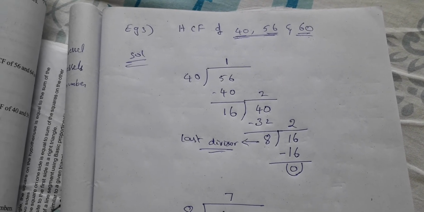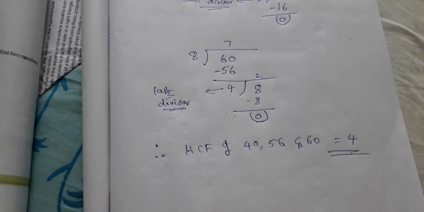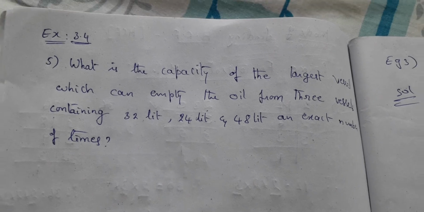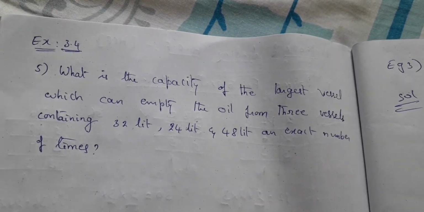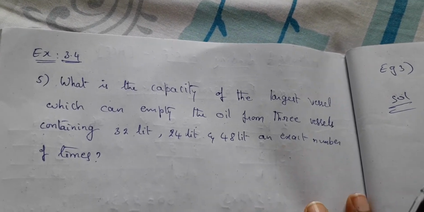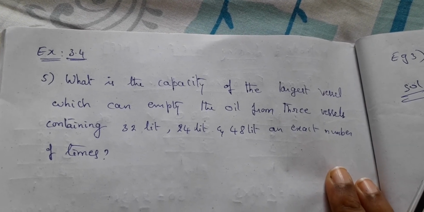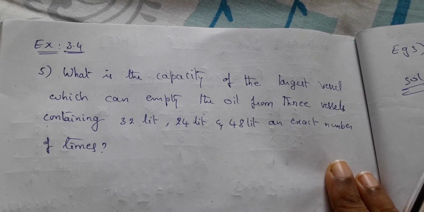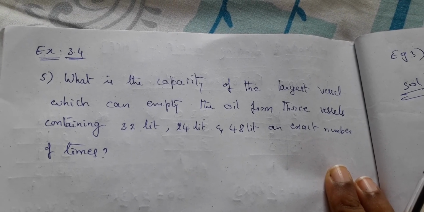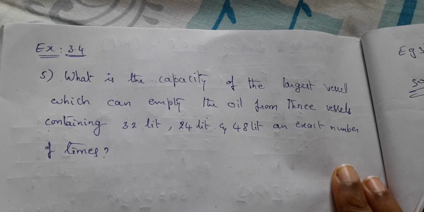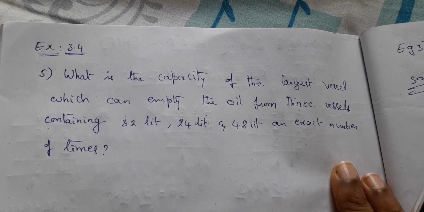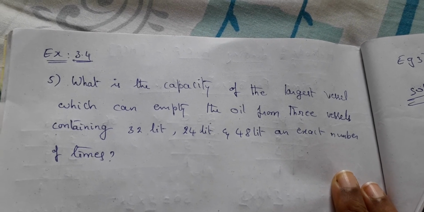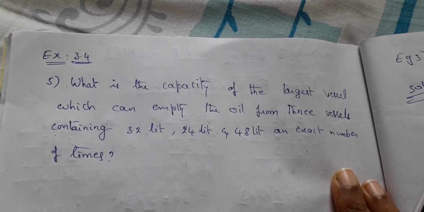So this part and again this part. Okay, children, now exercise 3.4. Let me take a word problem from it. So that's the fifth problem. What is the capacity of the largest vessel which can empty the oil from 3 vessels containing 32 liters, 24 liters and 48 liters, an exact number of times?